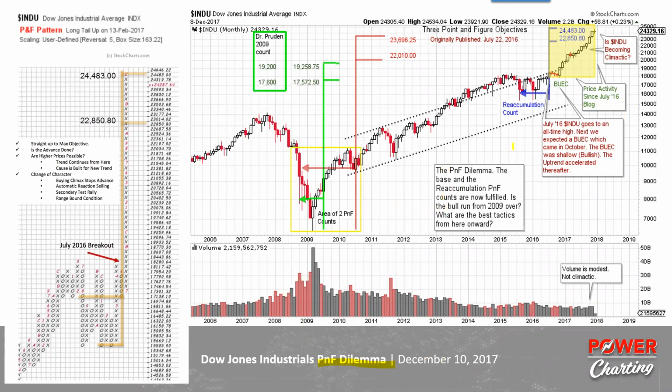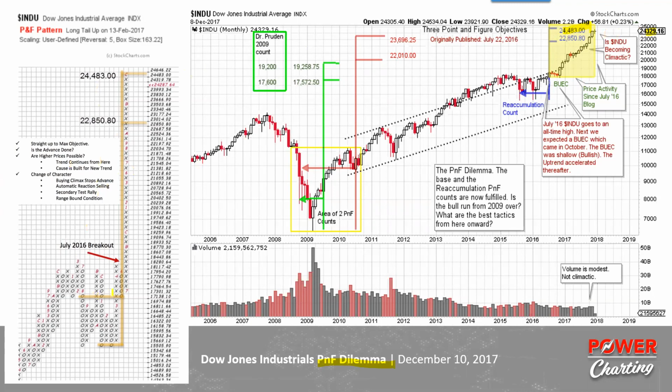Now, this climax went into mid-January, but we were making the case that we're reaching our point and figure objectives. Look, 24,329, 24,483 was our objective. We don't want to get in the way of this, but we want to recognize that we're fulfilling our counts. We also always recognize that climaxes can go further than we think.